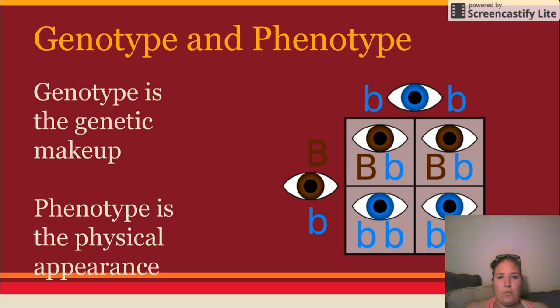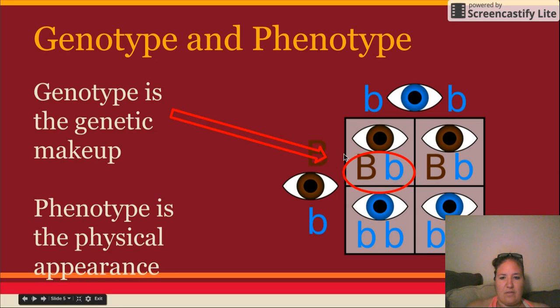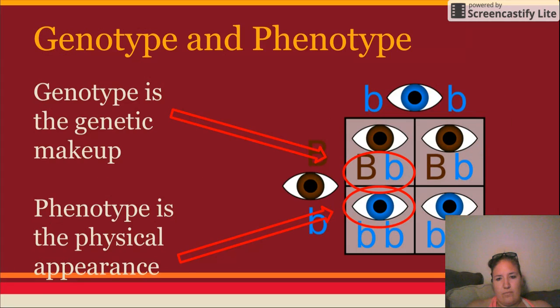So let's look a little more closely at genotype and phenotype. Like we said, genotype is this genetic makeup. So when we talk about genotype, we're talking about these letters right here. And phenotype is the physical appearance. When we're talking about phenotype, we're talking about the actual eye color, which in this one would be blue or brown.